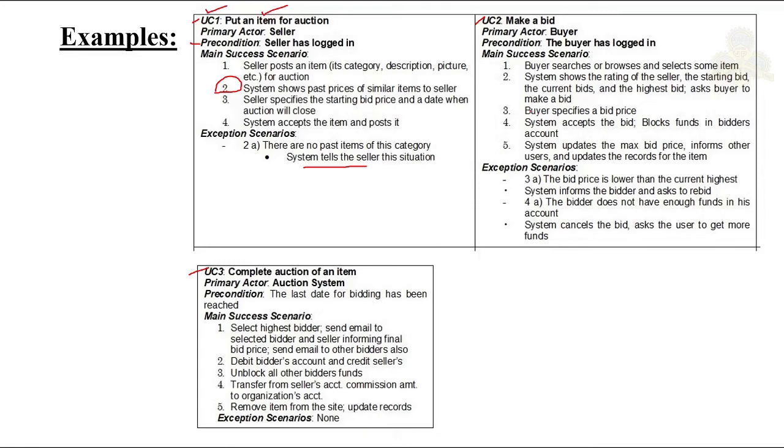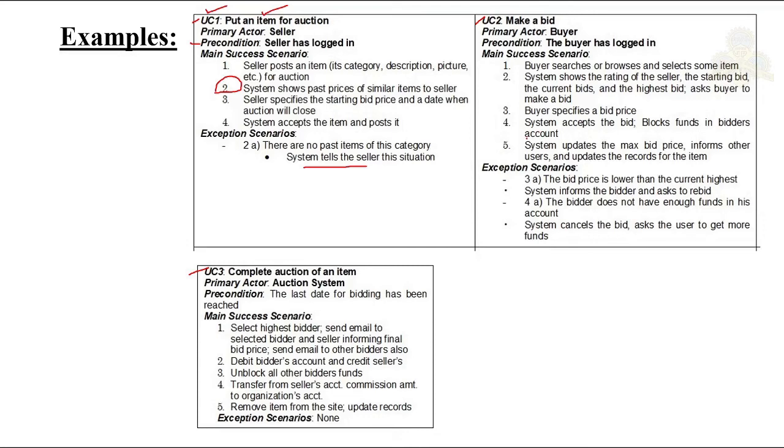Now the exception scenarios here are for point 3. What does point 3 in the success scenario say? It says the buyer specifies the bid price. Now how should you specify a bid price? It should always be greater than the last highest bid. So what if you made a lower bid price? Then the system will inform the bidder to rebid because the price is too low.